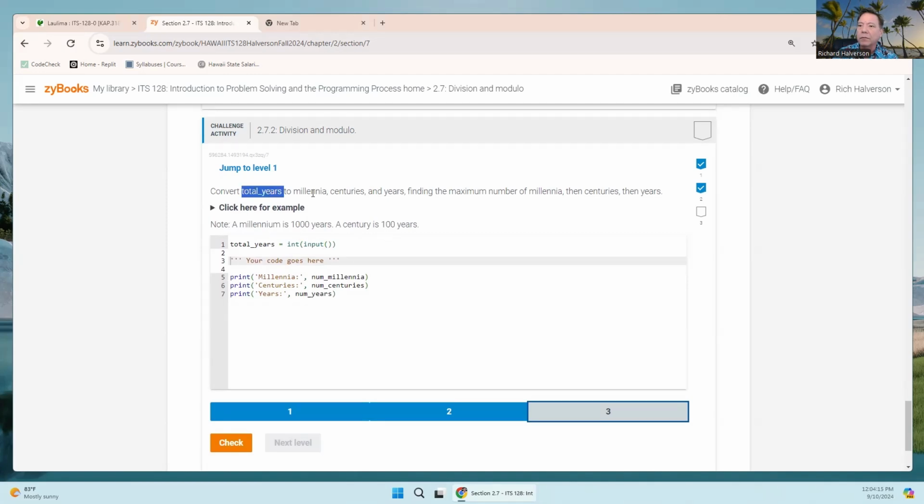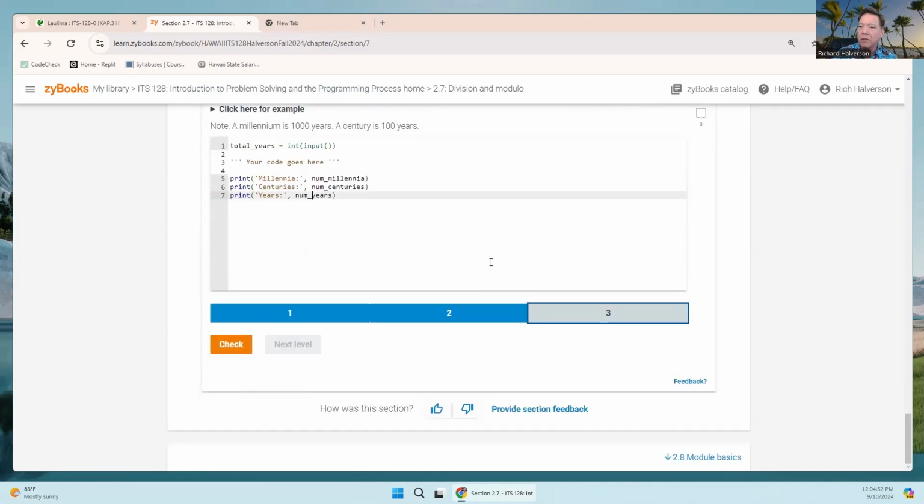one. Convert total years to millennia, centuries, and years. Finding the maximum number of millennia, and then the maximum number of centuries, then the number of years. So I guess num millennia would be mod 1000. The integer division of total years by 1000. Centuries would be the integer division by 100. And the number of years is just years, I guess. So anyway, you can get that one. All right, what's next?